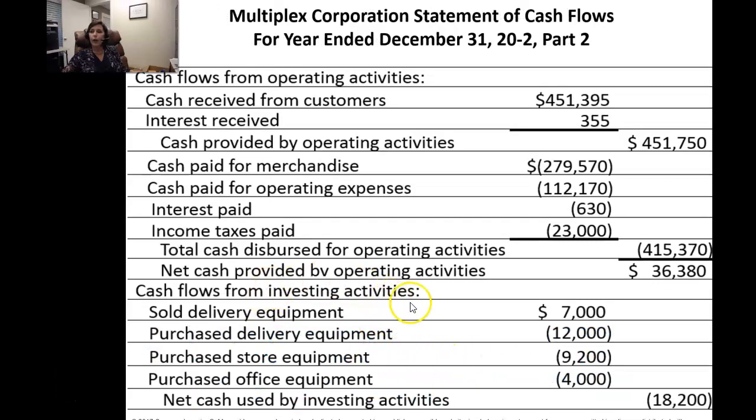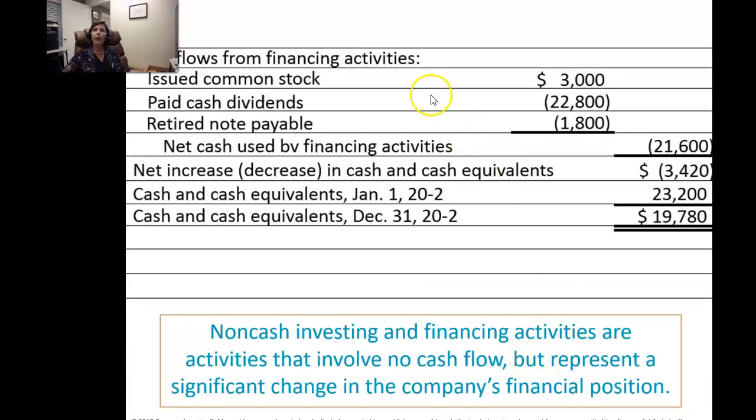Now to that, we're going to add our investing section below, where we look at the cash impact of investing activities. Purchases and sale of equipment is what we had here. We have our net cash by investing activities, which went down by $18,200, as a result mostly of the stuff that we bought. We did sell a little bit, but we bought more than we sold.